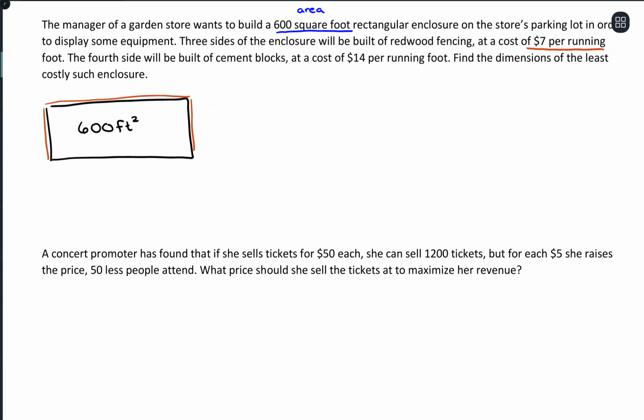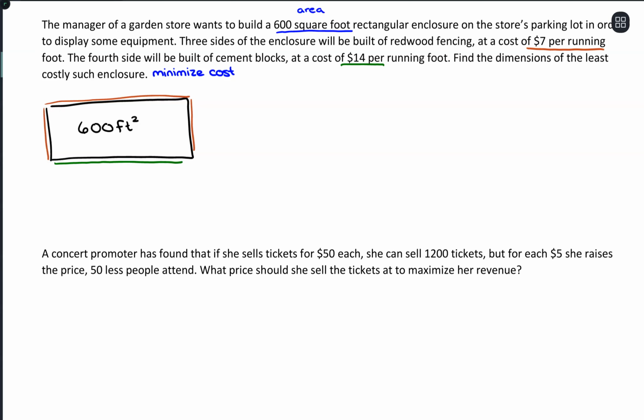So we have a cost per foot there for the redwood sides. And then the 4th side will be built with cement blocks, which has a cost of $14 per running foot. Find the dimensions of the least costly enclosure. So what we want to do here is minimize cost. What that tells me is we're going to end up having a function for cost, and that's what we're going to want to evaluate the derivative of.